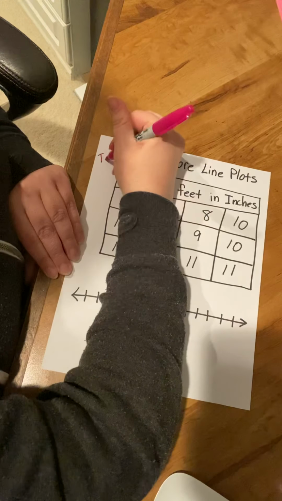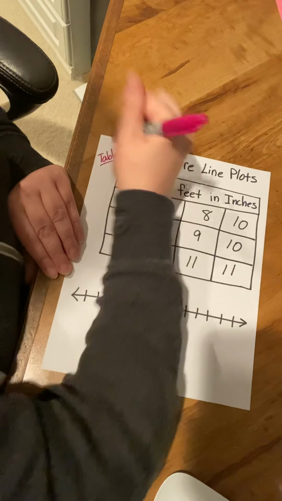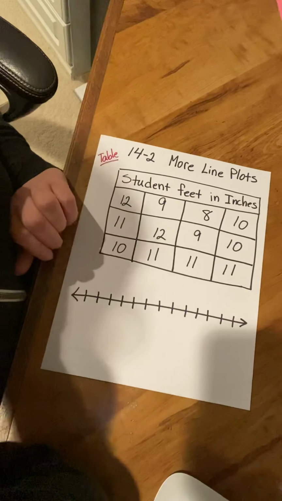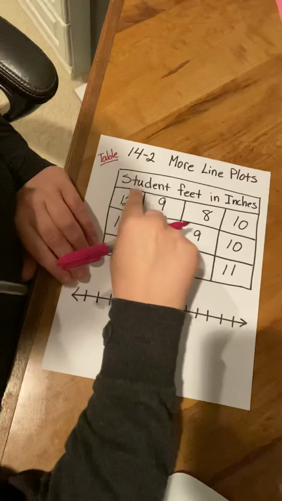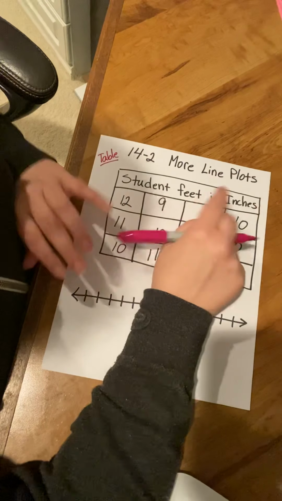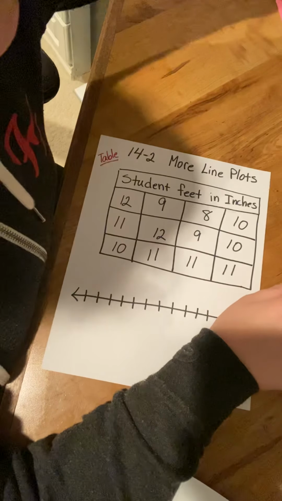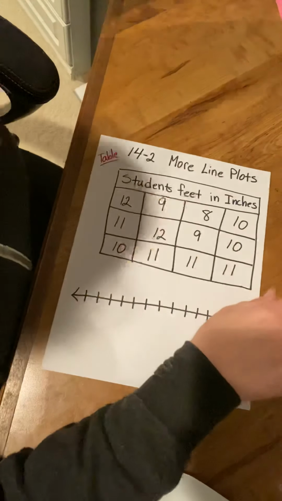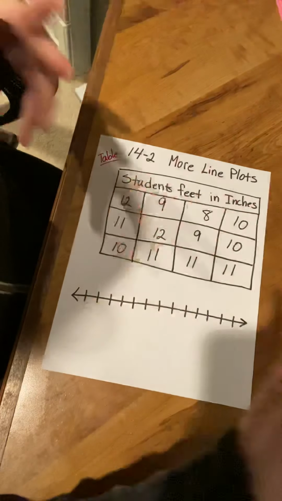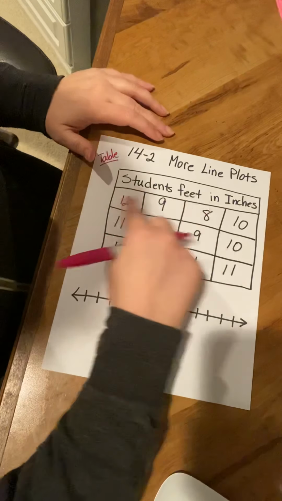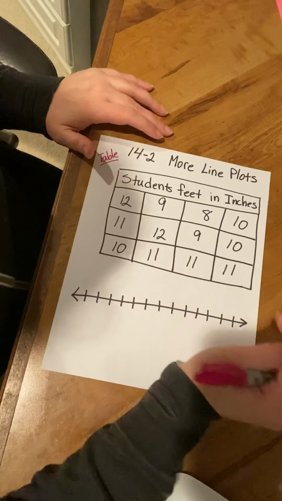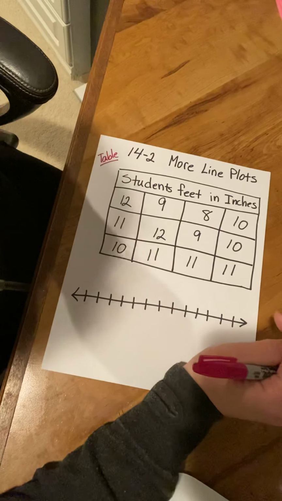If you said table, you are correct. This is a table. This table is student feet in inches. I'm going to correct this because I see an error here. Students. So some students measured their feet, how long they were. And so these numbers here tell me the inches of all of the students who measured their feet.